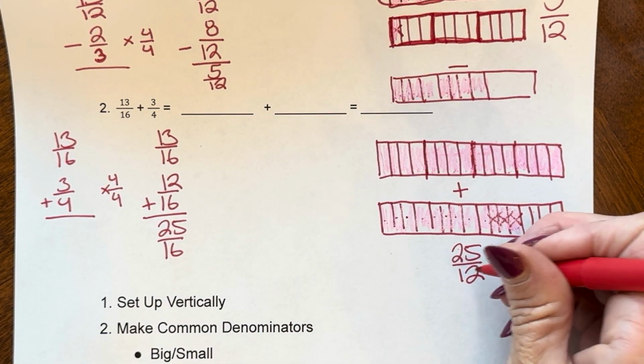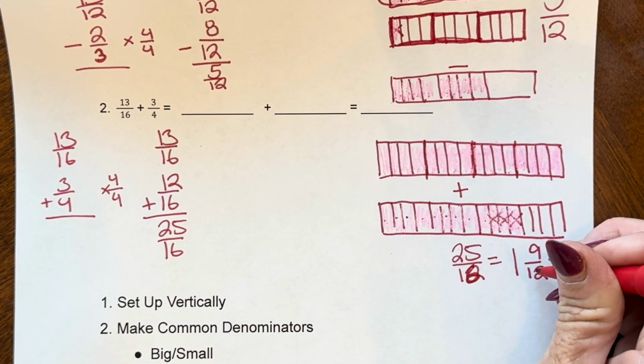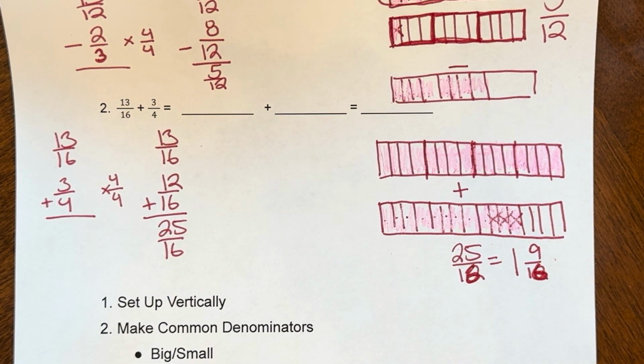Ladies and gentlemen, I don't know how I did that. I'm so sorry. I'm catching my air. That should have been a 16. You've probably been wondering this whole time why I chose the wrong denominator. I'm sorry. So it should have been 16.